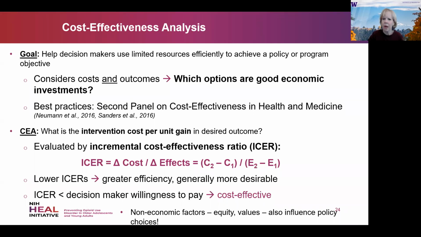How do we get a low ICER? Well, we get it if the intervention that we're interested in doesn't cost much more than the alternative, or if it has a relatively big impact compared to the alternative, or some combination of the two. If those ICERs are less than what decision makers are willing to pay to improve outcomes, we have an indication that the intervention that we're interested in is cost effective.